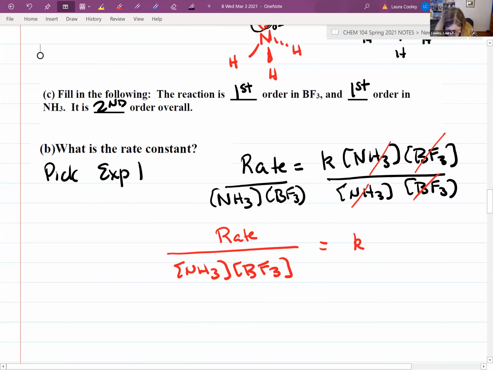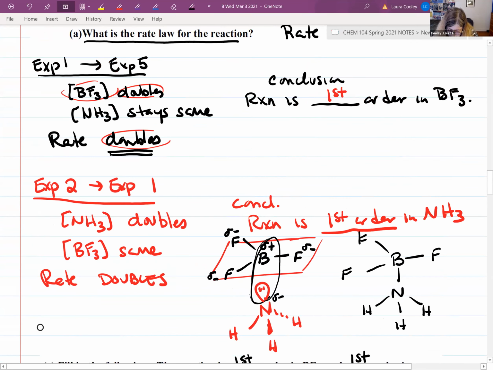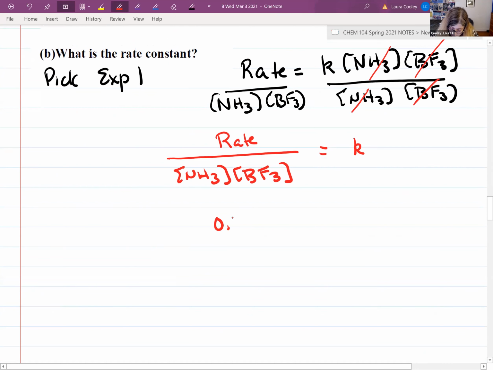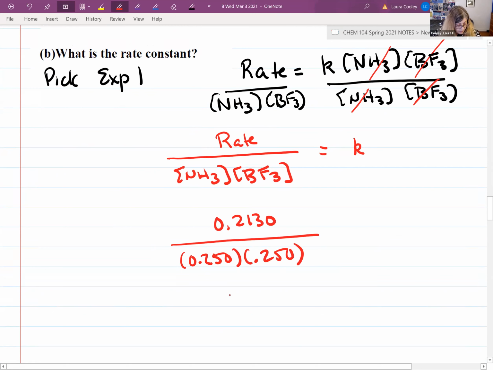All right, so I didn't look up the rate for experiment 1. The rate is 0.2130 divided by 0.250 and 0.250. Okay, so that comes out to 3.41. Okay, what about the units?